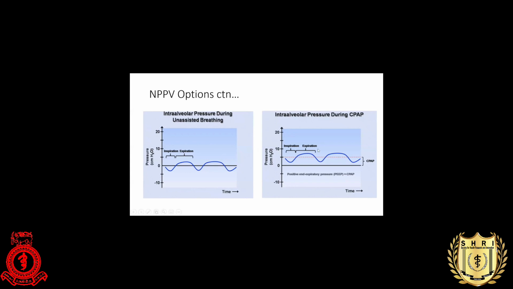This is a diagram. These two graphs show the intra-alveolar pressure during both unassisted breathing and in a patient on CPAP. You can see continuous positive airway pressure throughout the breathing.